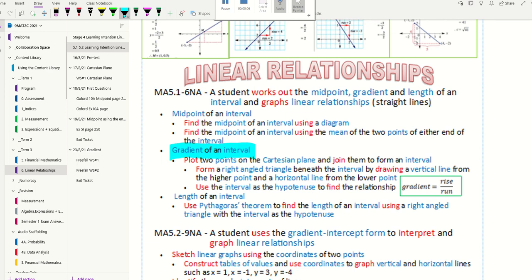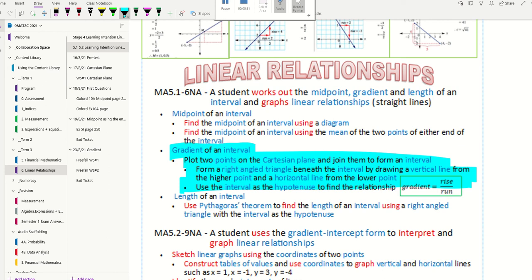So we're pretty much looking at all of this stuff. I put a description in here of what to do, although I did grab it out of the nested dot points. So we need to find the gradient of an interval. It says plot 2 points in the Cartesian plane and join them to form an interval. We'll actually already have our intervals formed today. Tomorrow, or next lesson, we'll look at perhaps plotting 2 points as well.